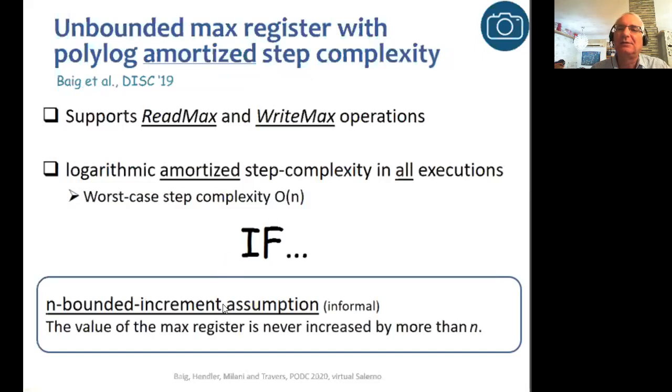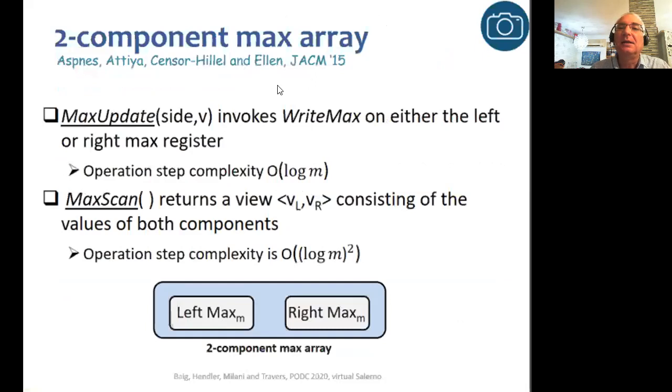This assumption is satisfied by the counter construction of Aspnes et al., which allowed Baig et al. to derive the first counter with polylogarithmic amortized space complexity. The key technical tool developed by Aspnes, Censor-Hillel, and Ellen for their snapshot algorithm is the two-component max array object. Essentially, this is a two-component snapshot where each component is a max register rather than a simple register. We call these two components the left and the right components.